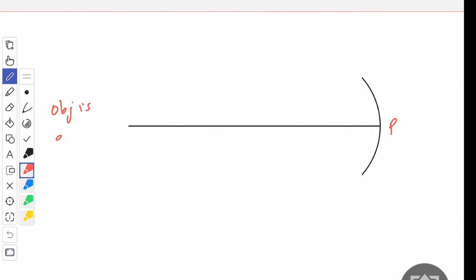And one last thing I'll tell you here is that the distance between the focus and the pole is called the focal length. So let me just write this. This is P, and I'll call this, let us say, F. So FP is called the focal length.